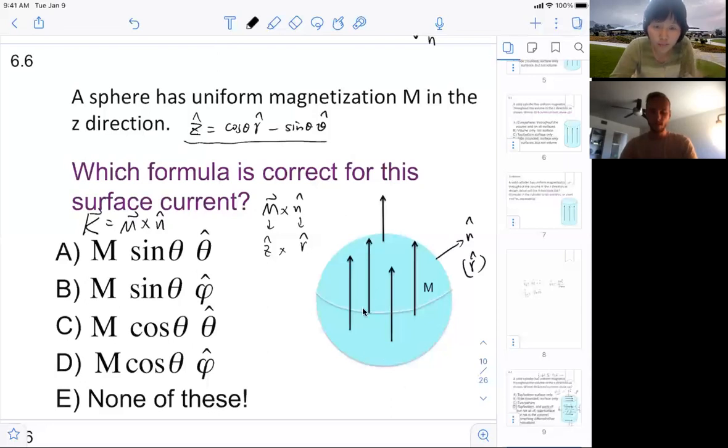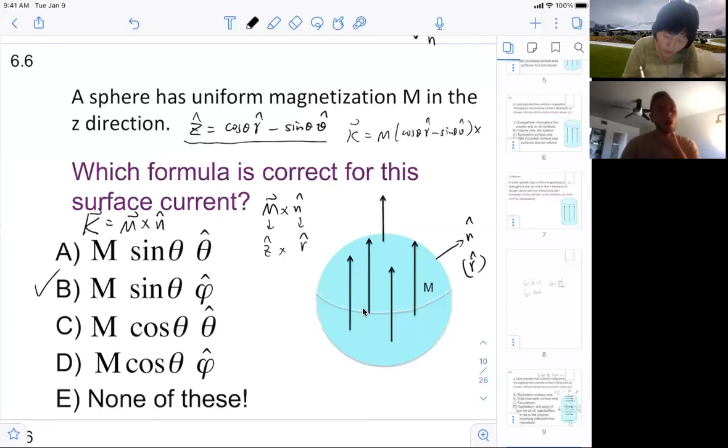Let's take a look. All right, so I think if we plug in the z hat that is already expressed in terms of r hat and theta hat, this should be more straightforward. And B is the correct answer. If you had plugged in M in the z hat direction, you can plug in cosine theta r hat minus sine theta theta hat, cross n hat, which is r hat. The first term, r hat cross r hat, goes away, right? 0. Second term, minus M sine theta, theta hat cross r hat.